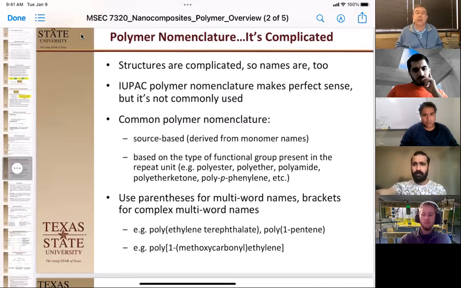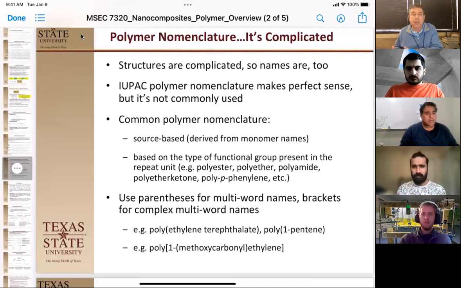That's really common, especially in the vinyl polymer system. So we'll see things like ethylene turn into polyethylene. Even though there are no carbon-carbon double bonds in polyethylene, we still keep the name because that's what it started from. So that's the source-based name.